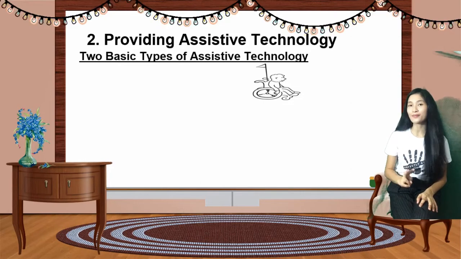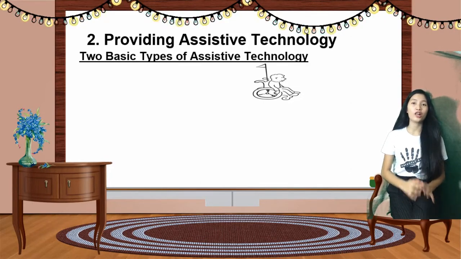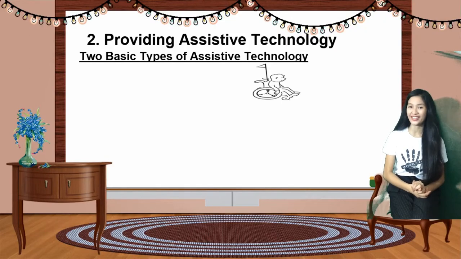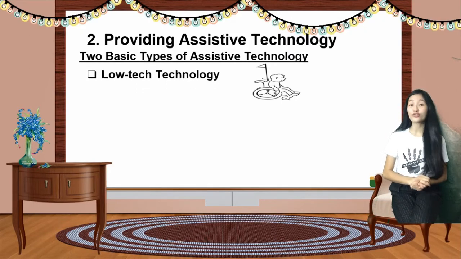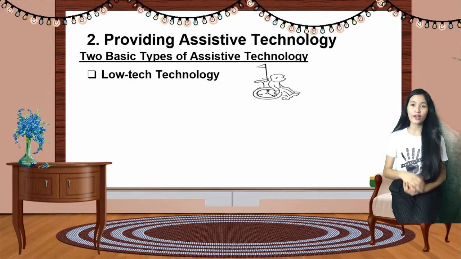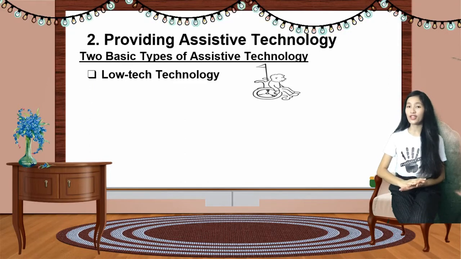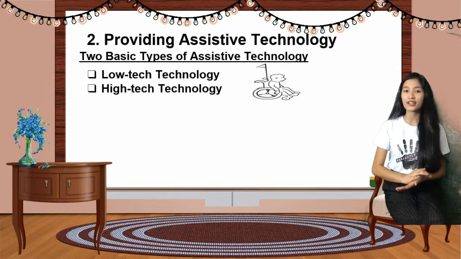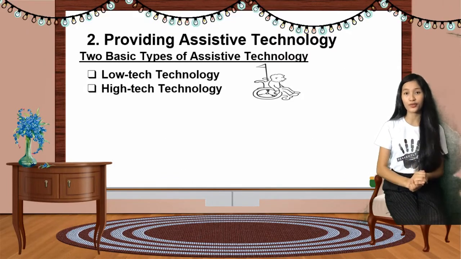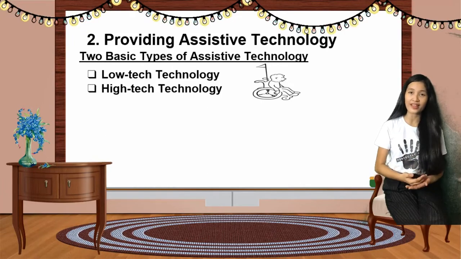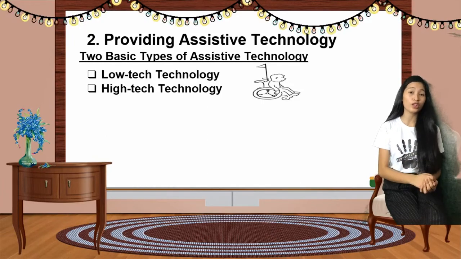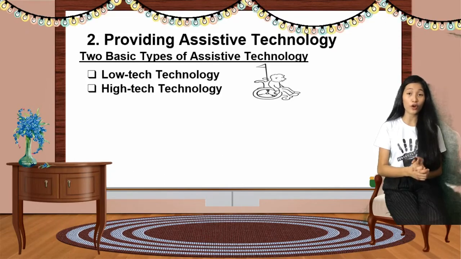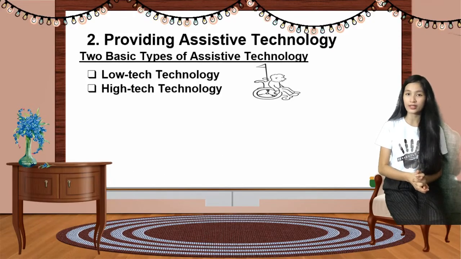So there are two basic types of assistive technology. These are the low-tech and the high-tech. Low-technology devices are usually simple, inexpensive, and often homemade. An example of this is the large paper clips, which are used by children who have small motor problems to help them turn the pages of books. The other one is the high-tech device, which is commercially produced and often more expensive than the low-tech devices. An example of this is the power wheelchair, which is used by children with orthopedic impairments or multiple disabilities.